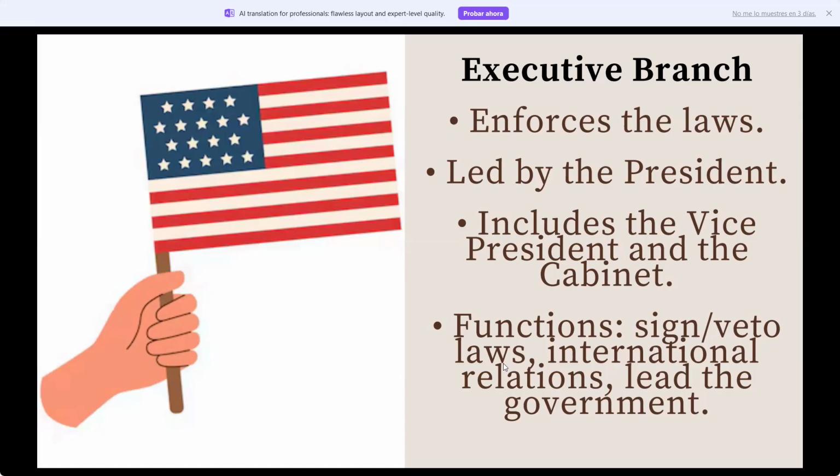The Senate, which has 100 senators, and the House of Representatives, which has 435 members. Both chambers must agree for a law to be approved. Congress also controls the national budget, declares war, and can limit the president's power through investigation or overriding vetoes.